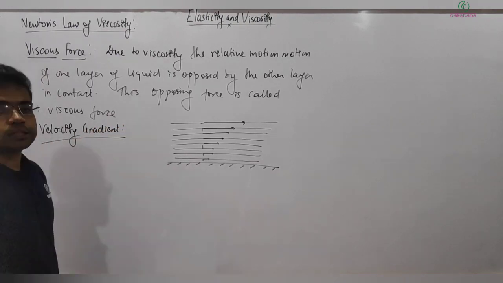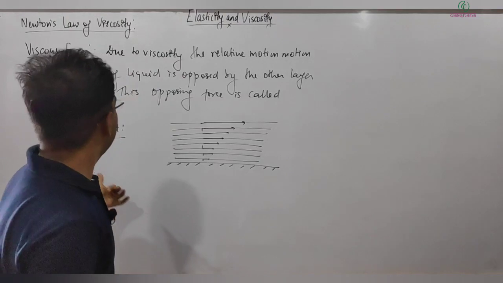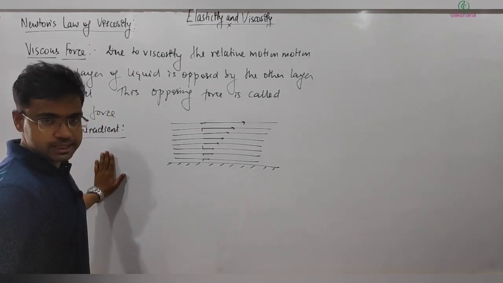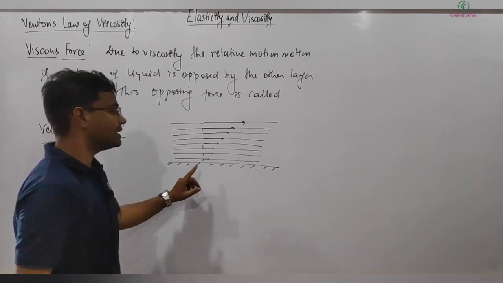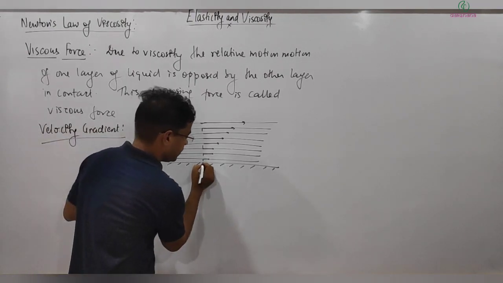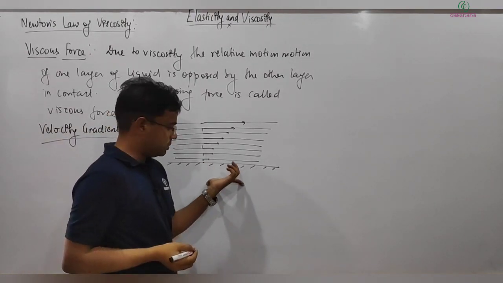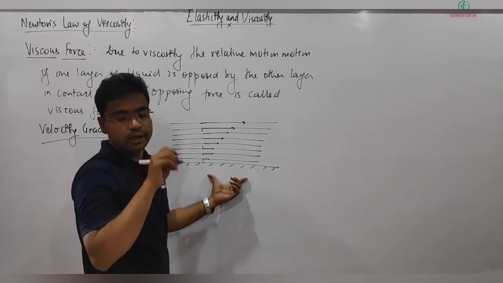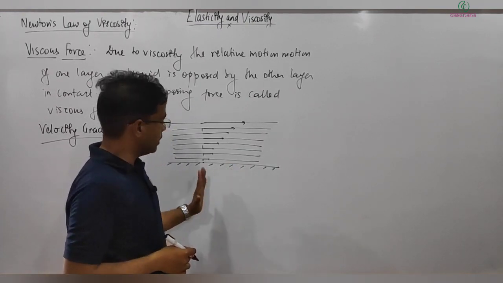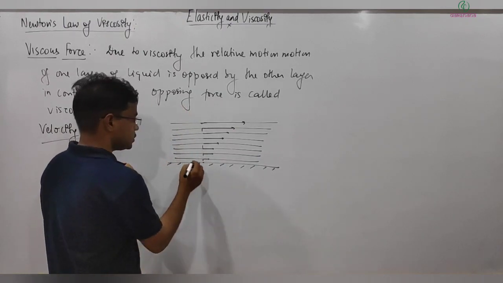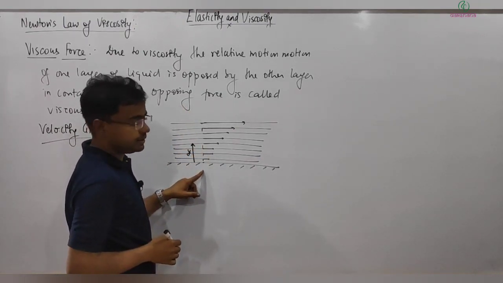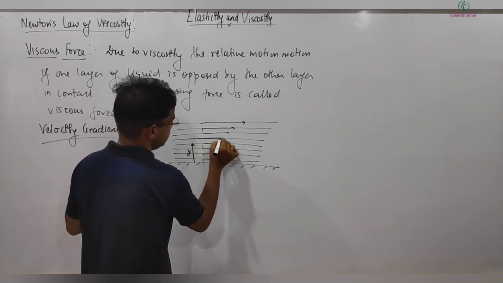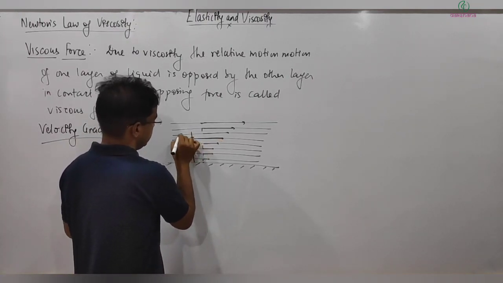Because the viscous force depends on these parameters, let me first tell you what the velocity gradient is. Here you can see the layer exactly in contact with the bottom stationary surface will have almost zero velocity. As you go up, let's say at a distance y from this surface, I'm considering a layer of thickness dy.